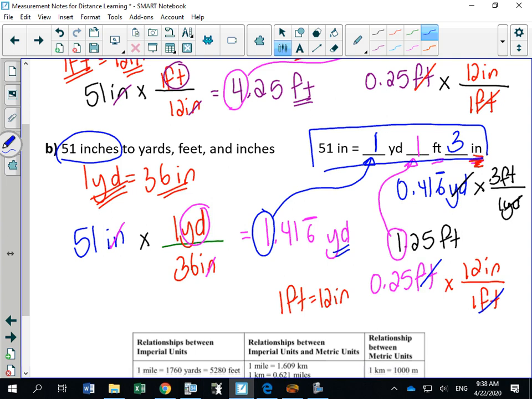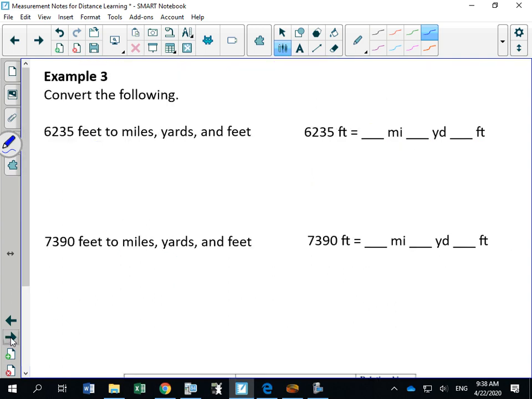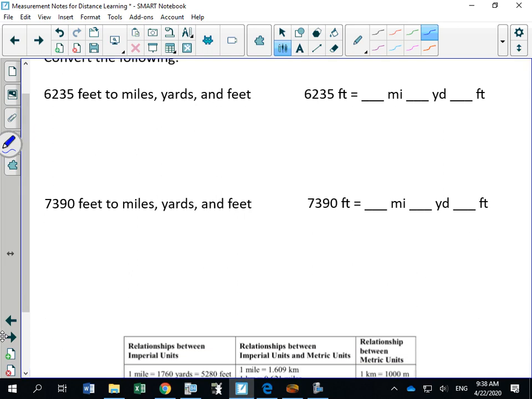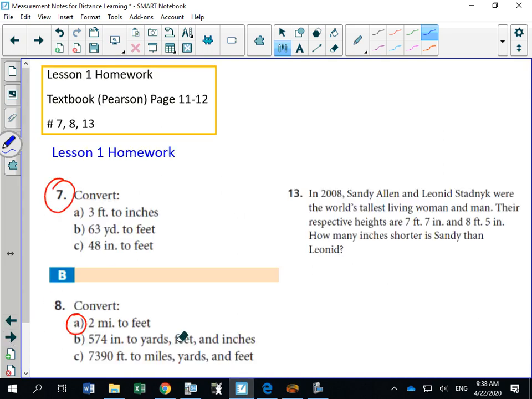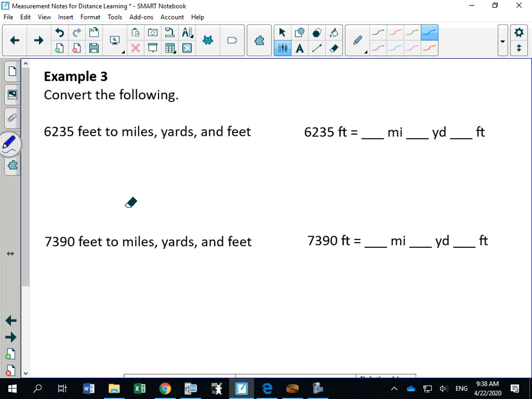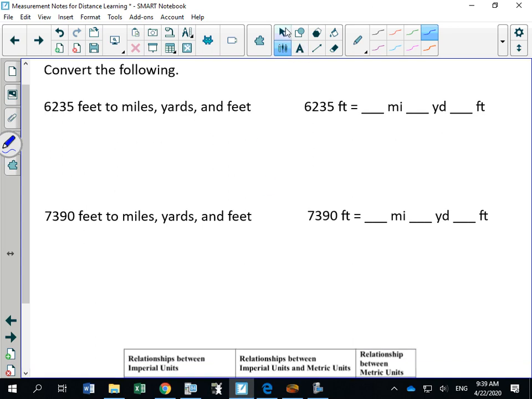A lot was happening in this example here, so I definitely recommend that if you didn't understand this, you re-watch that. And then I guess I'll have 2 other examples here. So let's go through these 2 examples, and then there are going to be 2 that you could practice for homework as well. Okay, so again, same thing. Let's see if we could figure this out.